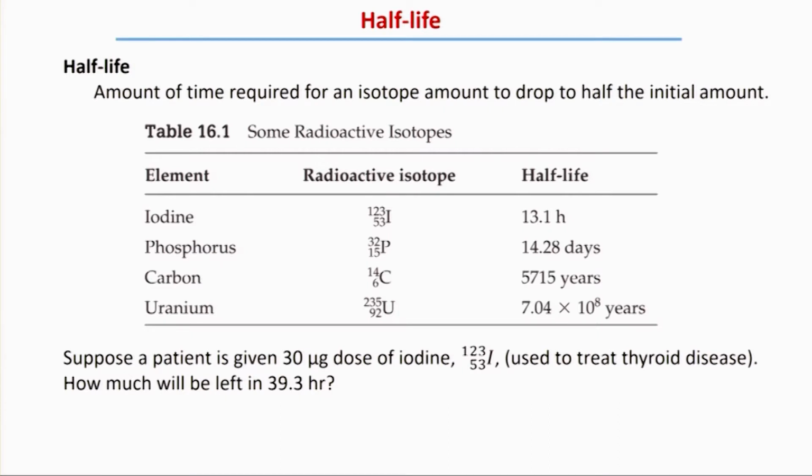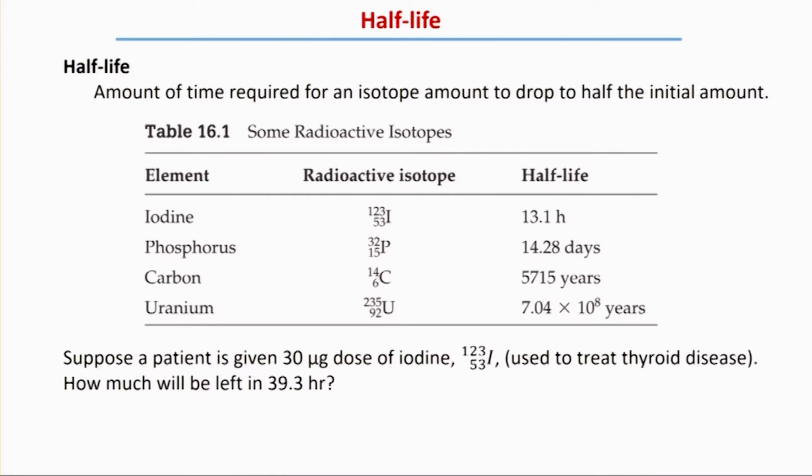Different radioactive isotopes will have different half-lives, and you can see they vary here from very short, iodine-123 has a half-life of 13.1 hours, to extremely long. Uranium-235 has a half-life of 7.04 times 10 to the 8 years. So very short to very long amounts of time to divide by half. And we can make use of that, using different ones to do different types of treatments or to age things.